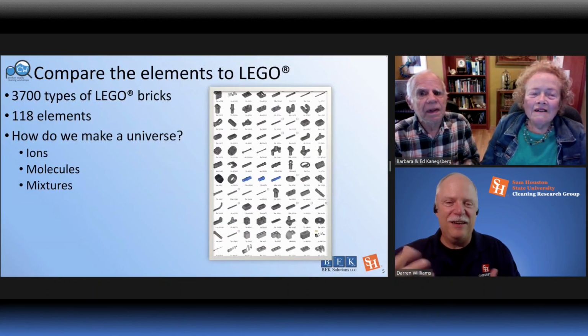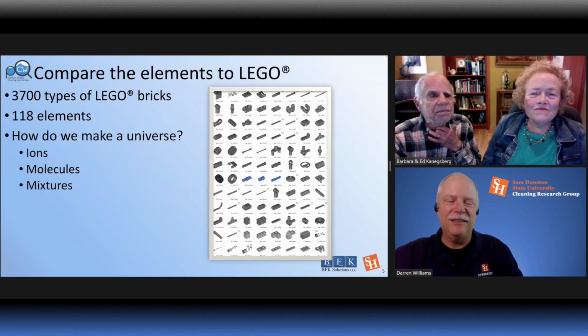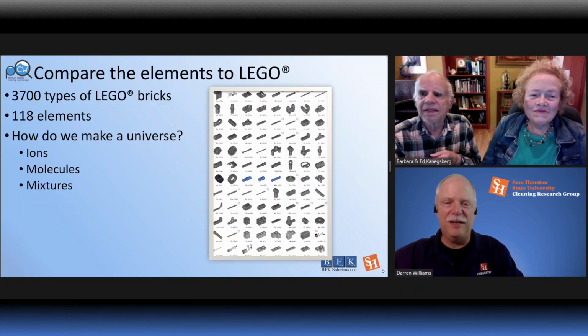And it's helpful to think of atoms like the Lego bricks. So everything you've ever seen and touched, and even yourself, are made out of atoms, just like Legos can be used to make a variety of interesting structures. And so this is how we make a universe.